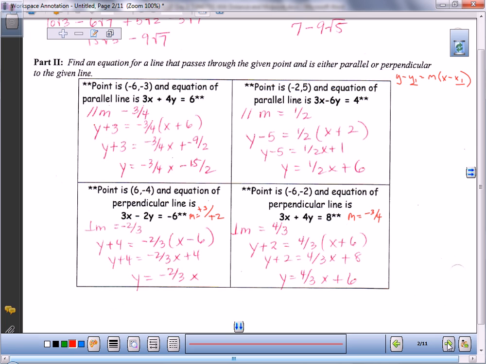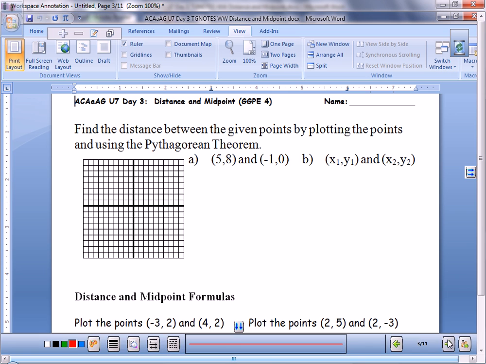Okay, let's look at today's stuff. What we're going to do today is revisit distance and midpoint. You've seen both of these, but it may have been a while. So let's go back over the distance between given points. It says find the distance between the given points by plotting the points and using the Pythagorean theorem.